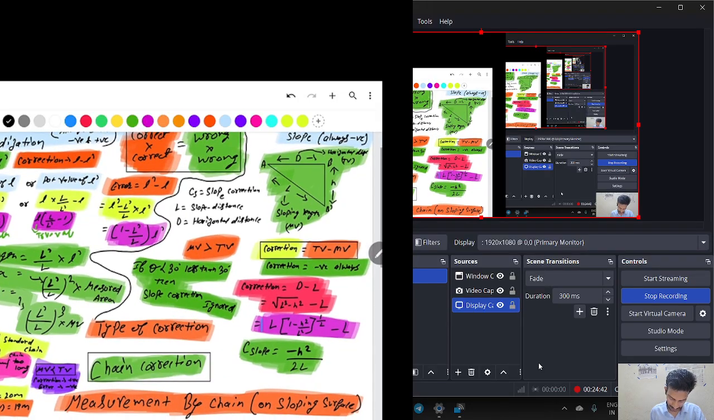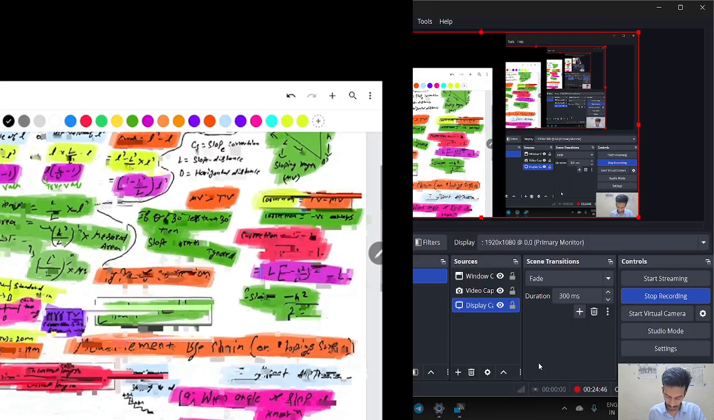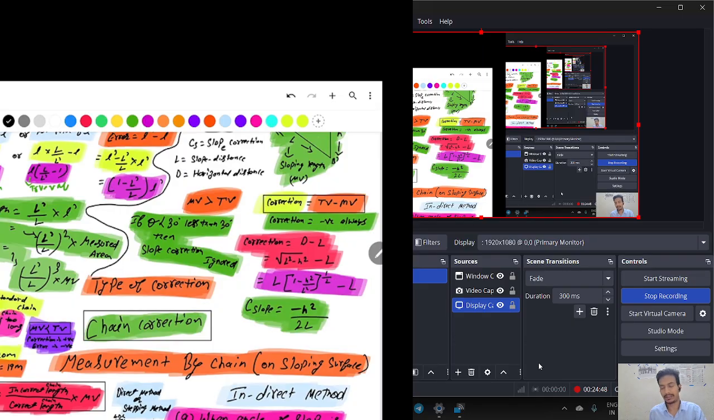Now we have done this. If true value is greater, then correction will always be positive, meaning true value means original. Measured value means we have calculated. Measured value usually is wrong. Okay.